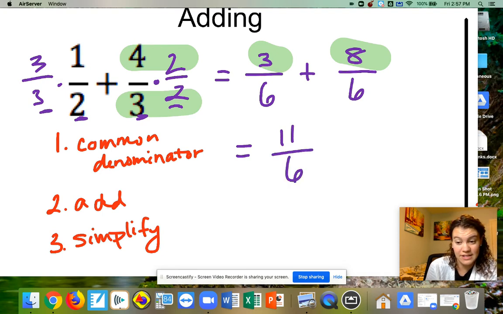And then at this point you want to see, is there anything you can divide 11 by and 6 by and get whole numbers? The answer for this one is no, so you're done, so we don't have to simplify anything.